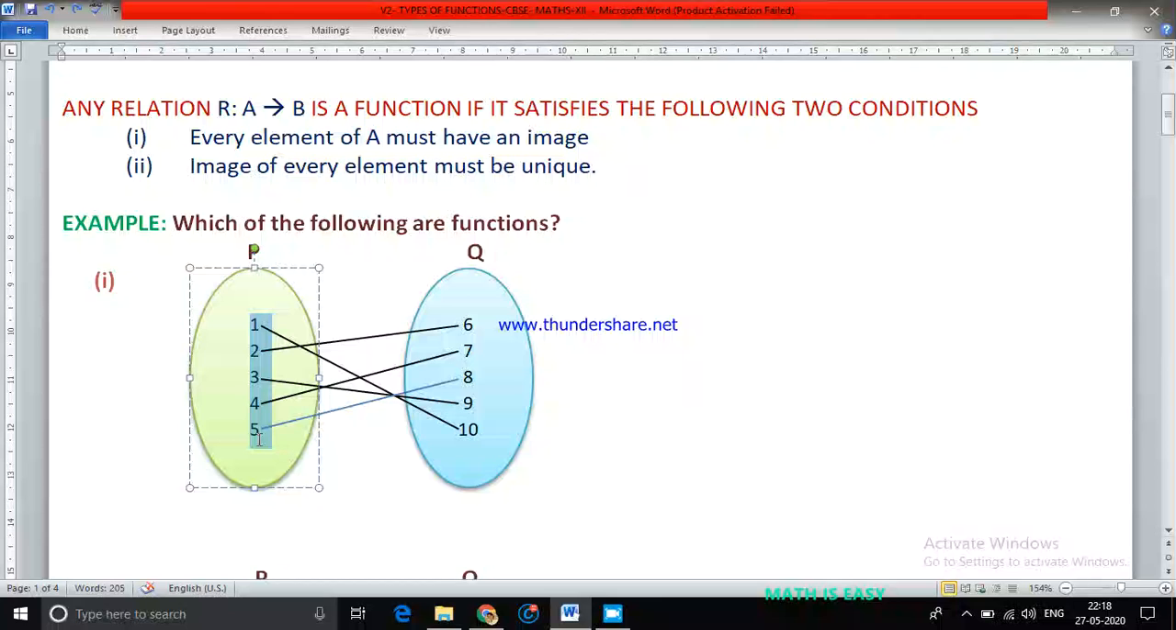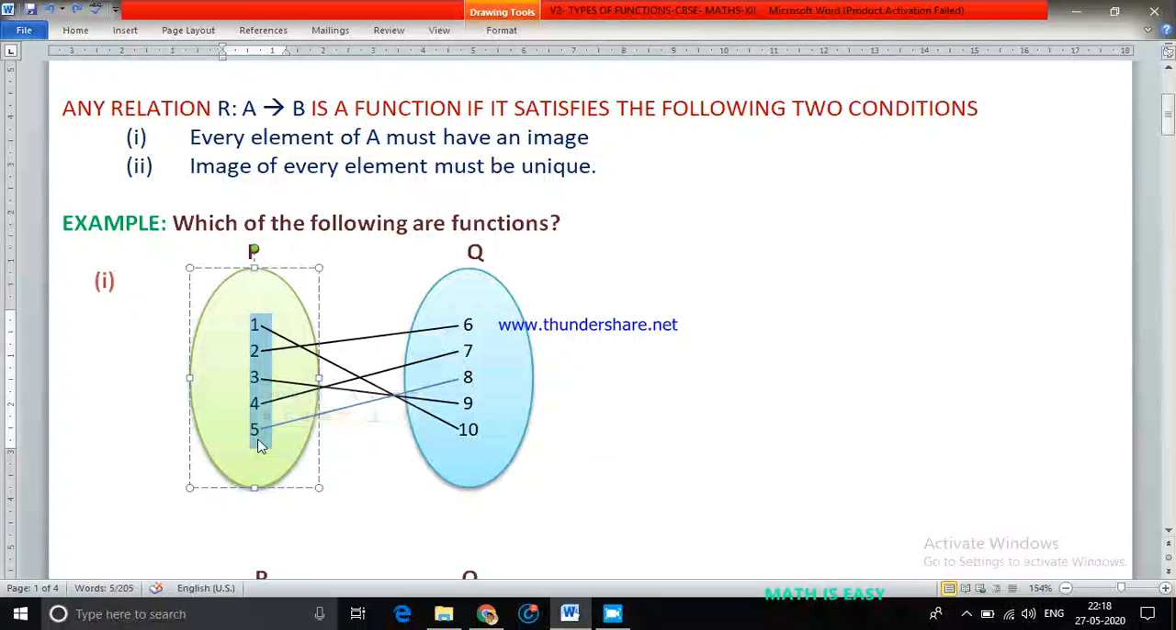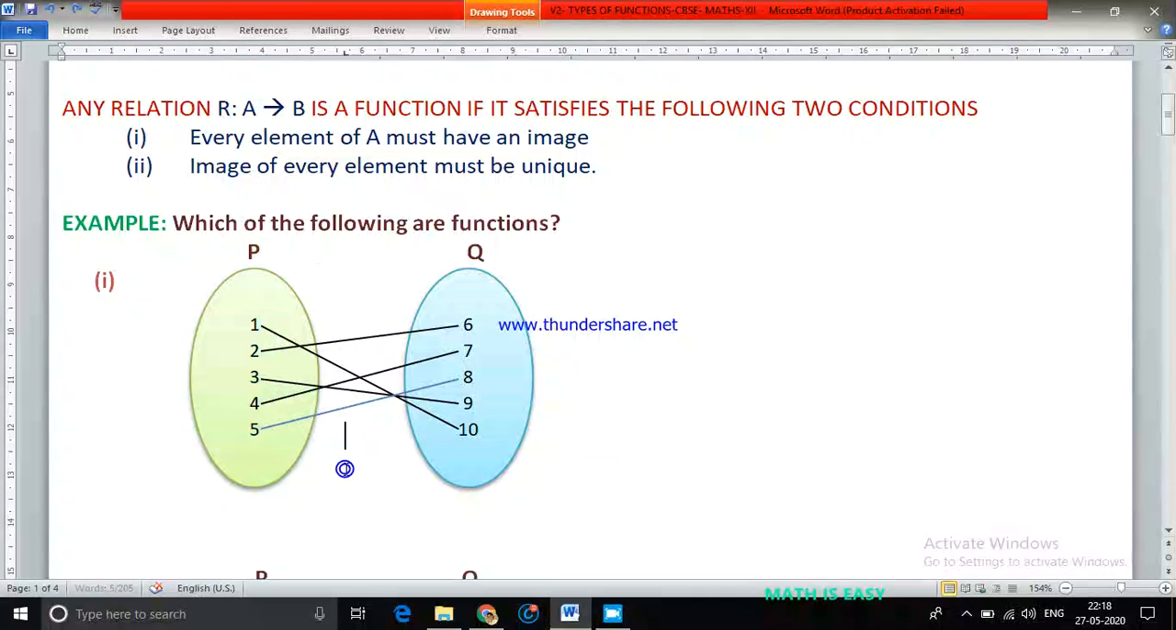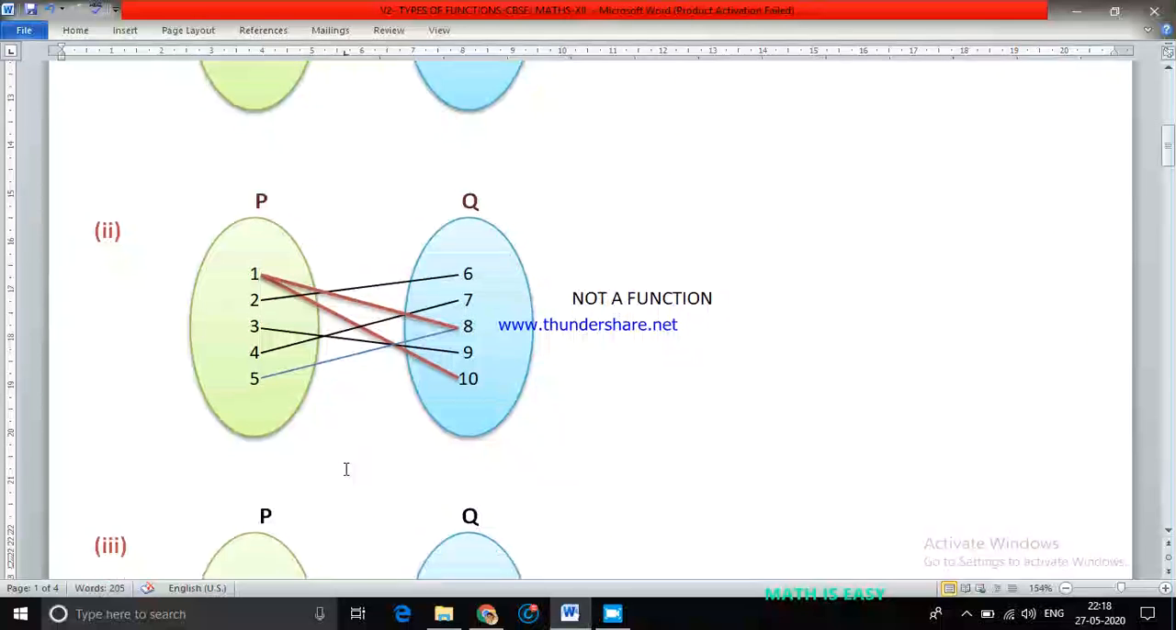This first one is a function because every element of P has an image: 1 has an image, 2 has an image, 3 has an image, 4 and 5. Each and every element has an image. If there are infinite elements, then infinite elements must have an image in the set Q. And each element has a unique image, so it is a function. Let's go to the second example.